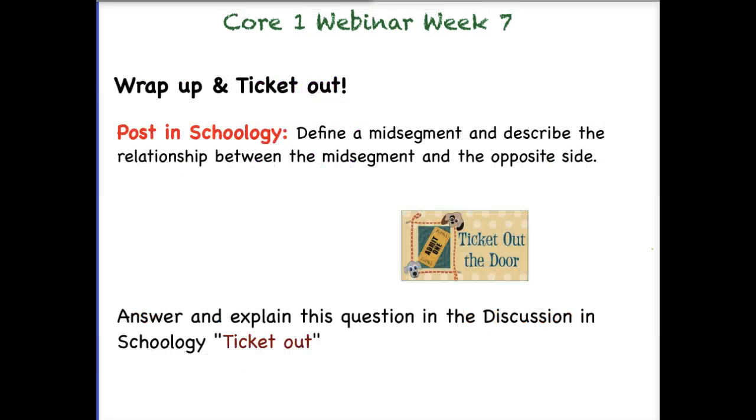So for the end, your post is just to define a mid-segment and describe the relationship between the mid-segment and the opposite side. And if you want to give an example, that would be awesome too.